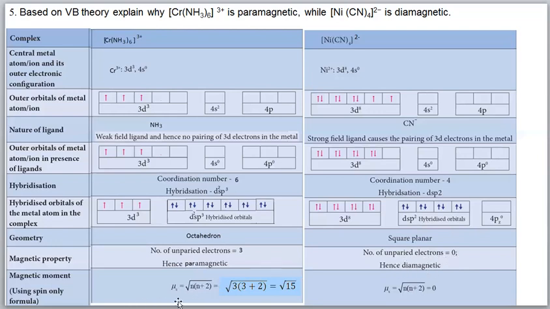Then spin-only magnetic moment we can calculate. Mu s equal to root of n into n plus 2. n is 3. So we will get 3 into 5. 3 into 5 is 15, root 15. Okay. Here we will get, you see, mu s equal to root of n into n plus 2. n is 0. So the total answer is 0.